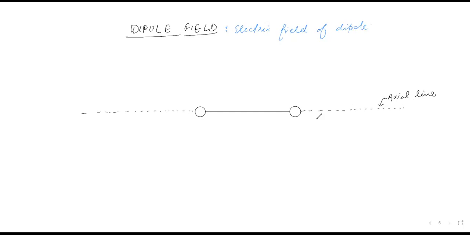Are you clear or not? The point lying on the axial line of the dipole is said to be the axial position. You can also say it like the axis of the dipole. This is your plus q charge and this one is your minus q charge. The separation between them is 2L.